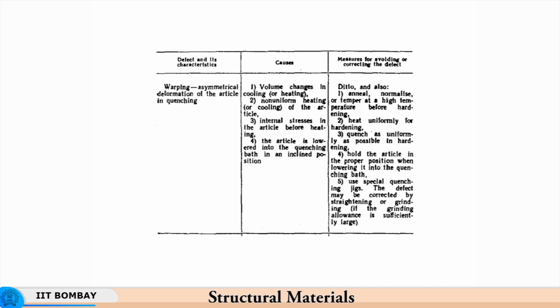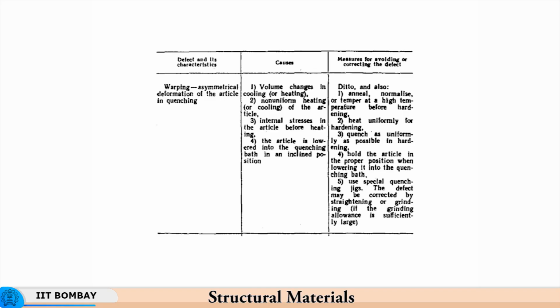So, this is again non-uniform heating or cooling, or in fact if there are large changes in cross section also this can happen. For example, you have very different cooling rates in two different regions, right. Now, if you have different cooling rates, then you can have different degrees of volume changes taking place, right.